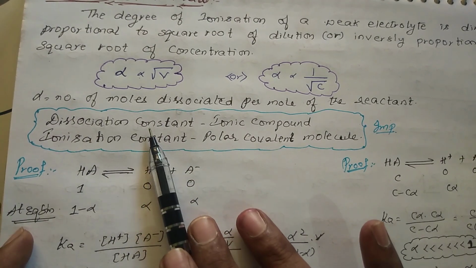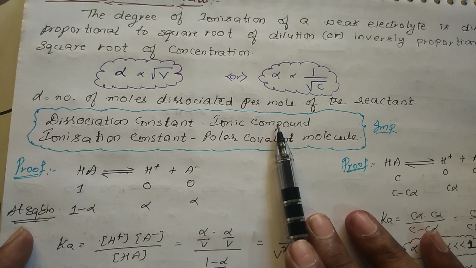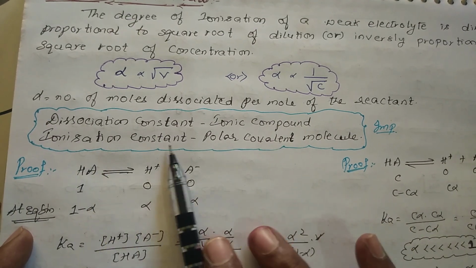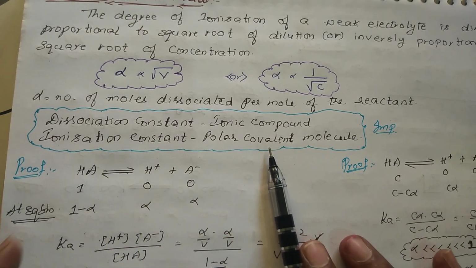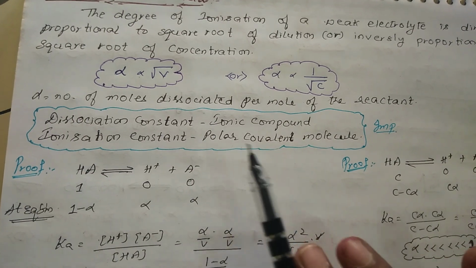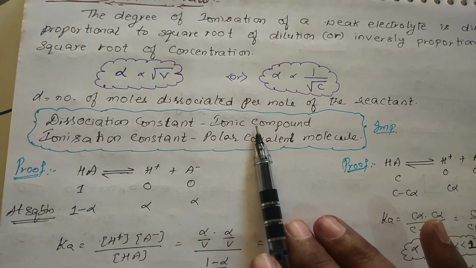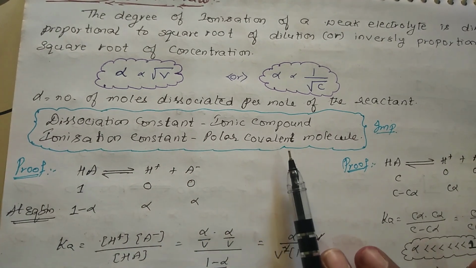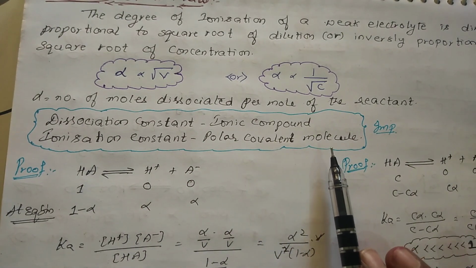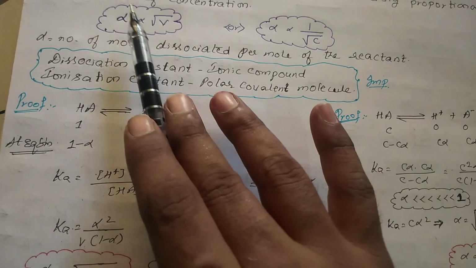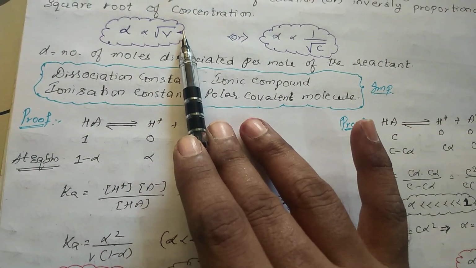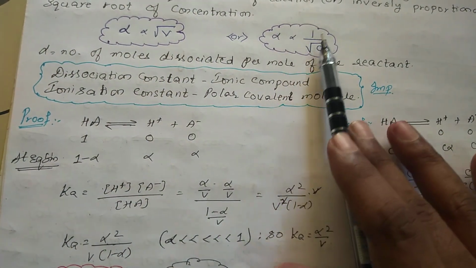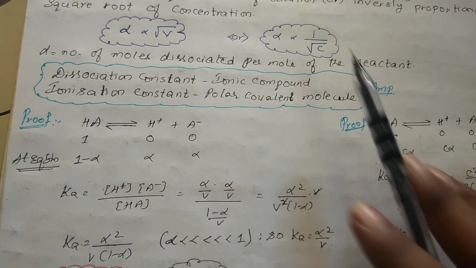If they talk about the dissociation constant, it is for an ionic compound. If they talk about the ionization constant, it is for a polar covalent molecule. Right, students? So let us go for the proof of how alpha is directly proportional to the root of volume, and how alpha is inversely proportional to the square root of concentration.